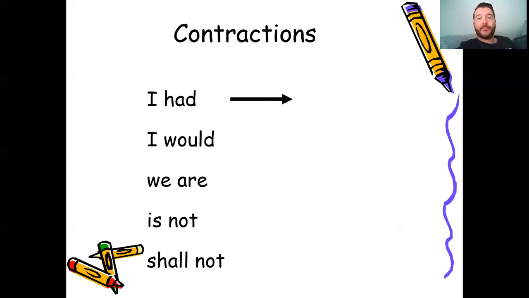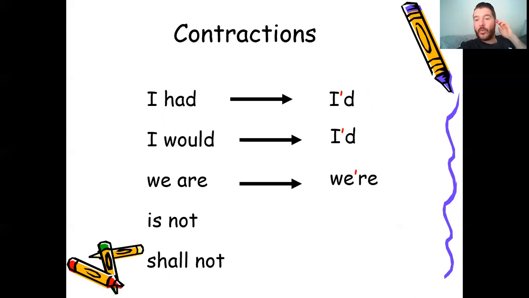I had. I'd. I would is also I'd. We are. We're. Is not. Isn't. Shall not. There's another very strange one. That's shan't.